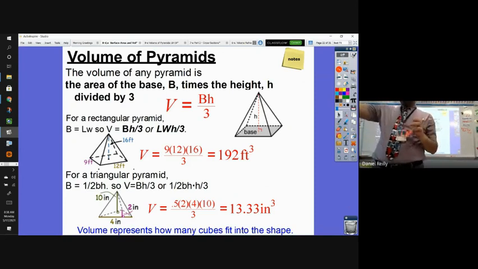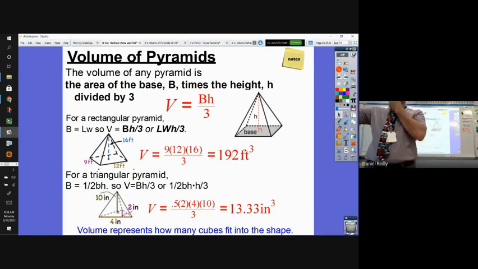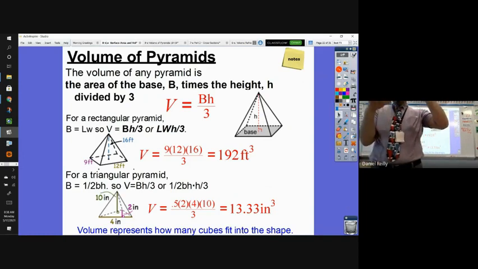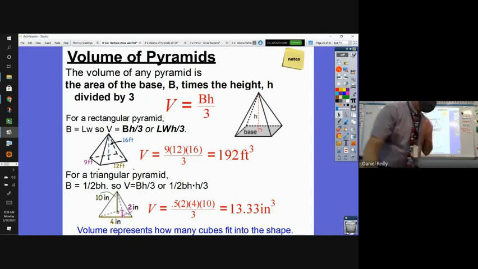A pyramid has 1/3 the volume of a prism with the same area of the base. So I just find the volume of this pyramid just like I find the volume of this prism: area of the base times height, and then divide it by 3 to get a pyramid, okay?